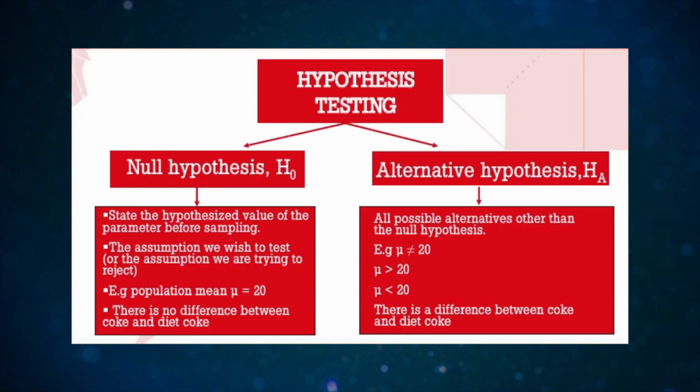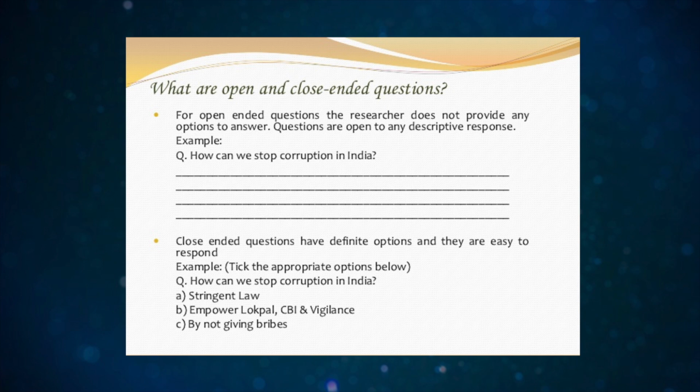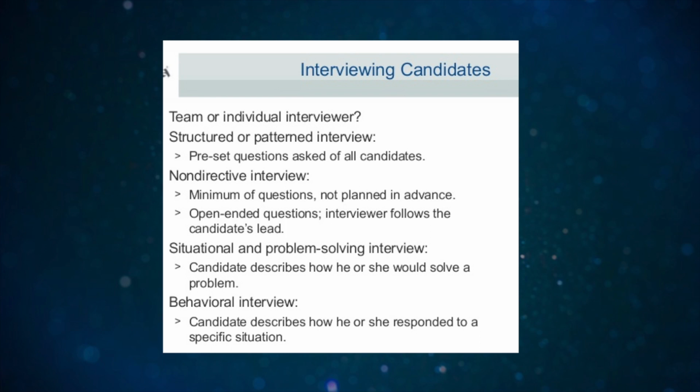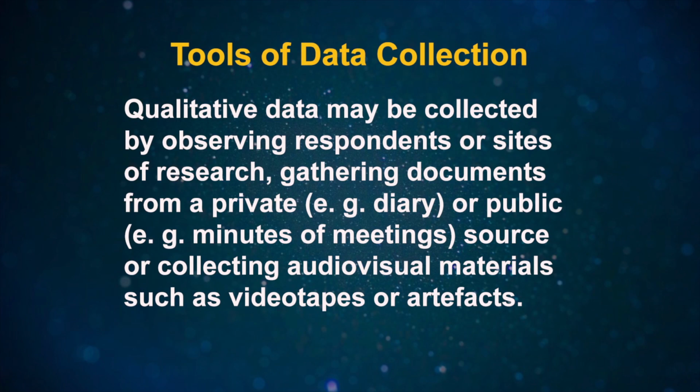In contrast, qualitative data consists of information collected through open-ended questions that the researcher gathers through interviews with respondents. In general, open-ended questions asked during these interviews allow the respondents to give answers in their own words. Also, qualitative data may be collected by observing respondents or sites of research, gathering documents from a private source, for example a diary, or public minutes of meetings, or collecting audio-visual materials such as videotapes or artifacts.